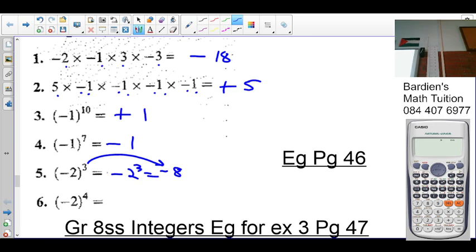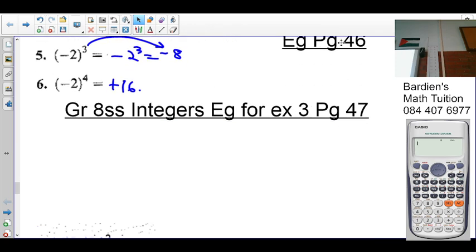Do you guys understand? Let's look at number 6. You got negative 2 raised to the exponent 4. Is that an even amount of negatives or an odd amount of negatives? Even. So that's going to be positive. And 2 to the 4 is 2 times 2 times 2 times 2, which is 16. Any confusion? No. Alright.